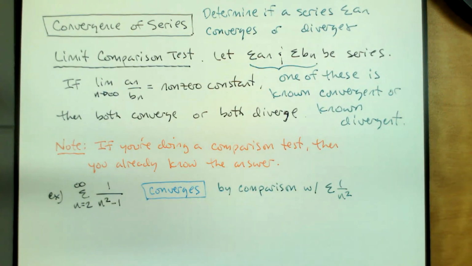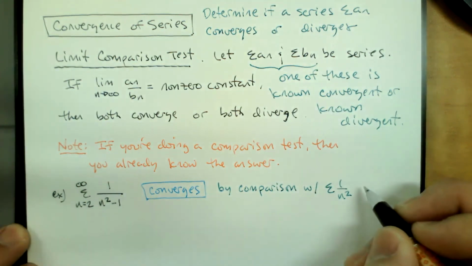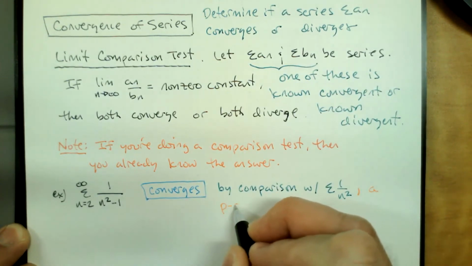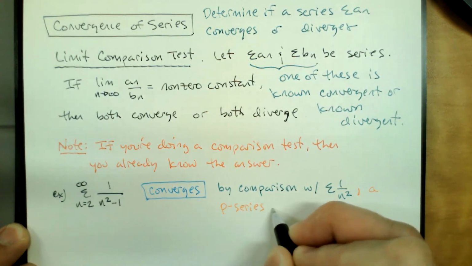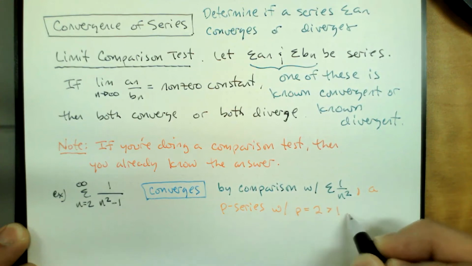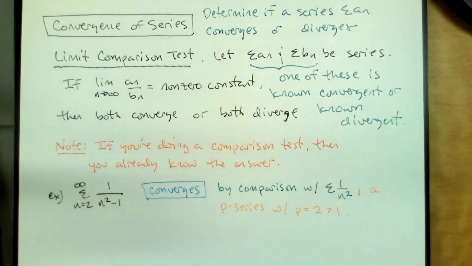Then if I take this one level further, 1 over n squared converges because it's a p series with p equal to 2. And 2 is greater than 1, so this is a convergent p series. Not the one in question. 1 over n squared is a convergent p series. And we're saying that 1 over n squared minus 1 converges by comparison.